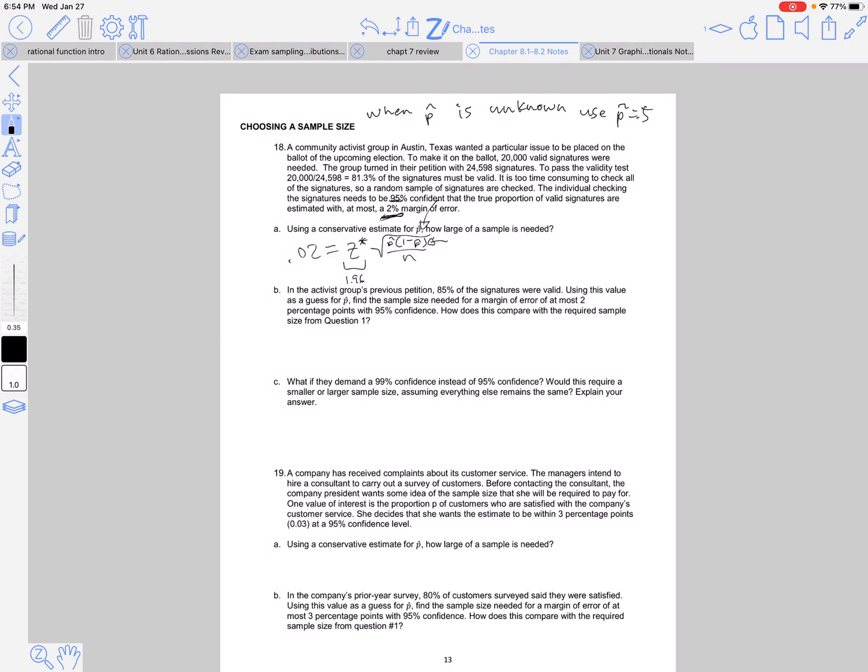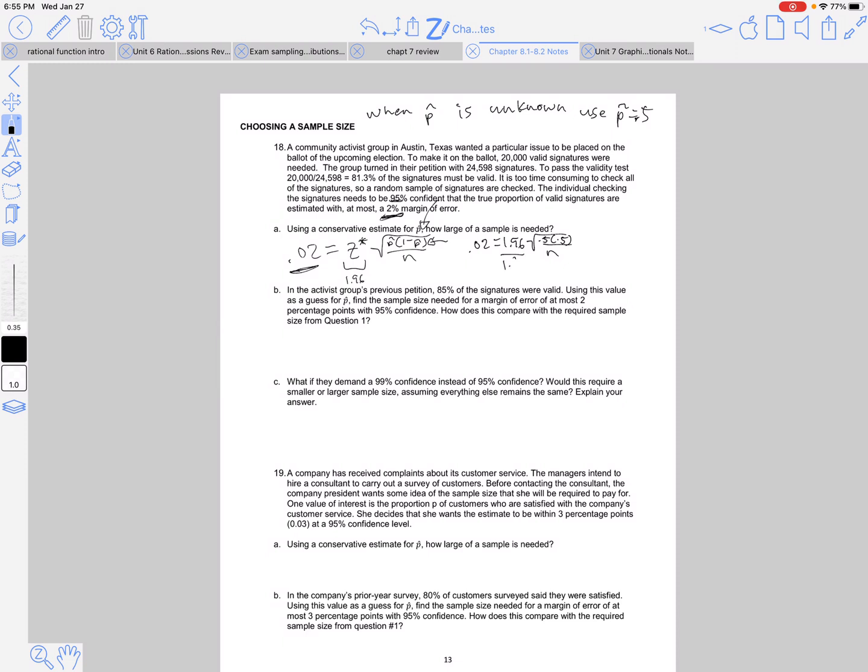Because we want it to be 2% or smaller, if we prepare for the worst possible scenario with our p-hats, then even if the worst happens, we'll at least be 2% or smaller. So 0.02 equals 1.96 times the square root of 0.5 times 0.5, because 1 minus 0.5 is 0.5, divided by n. This is how you set it up. Now you actually get to use some math in this class. Finally.